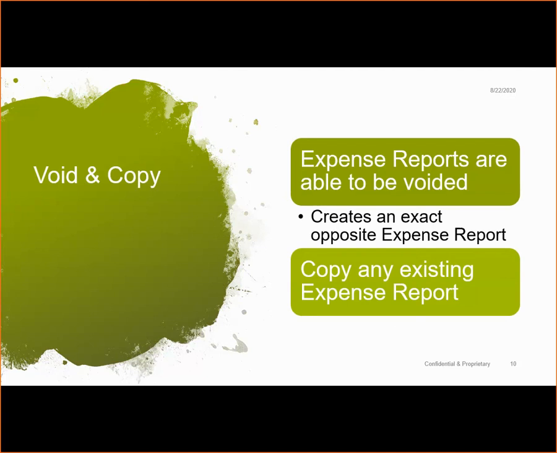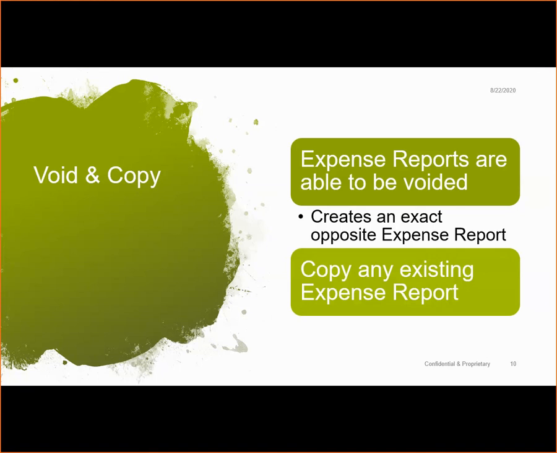This is fairly new. I believe it came out last year. We have the void feature, which is a lifesaver. Once your expense report has been either locked or extracted, you can go in and void that expense report, and the system automatically creates an exact opposite of that expense report. So it'll back all those expenses out exactly as they have been entered.